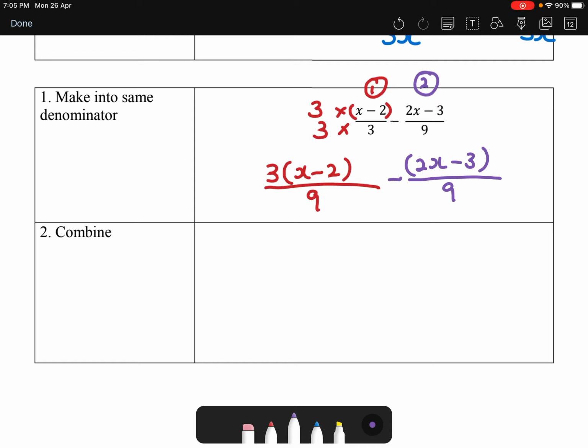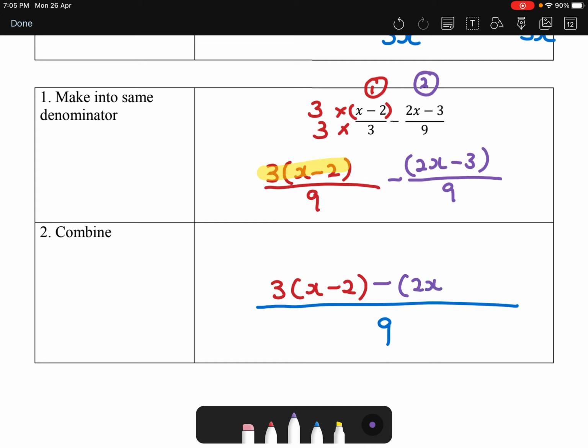Alright, so the first term and second term have the same denominator, so we are good to combine them together. Put a 9 on the bottom. For the top, notice that 3 bracket x minus 2, it's very important to put a bracket. Then you put a minus sign, of course, and remember another bracket: 2x minus 3. As long as you see more than one term, you put a bracket. Just put a bracket to be safe.